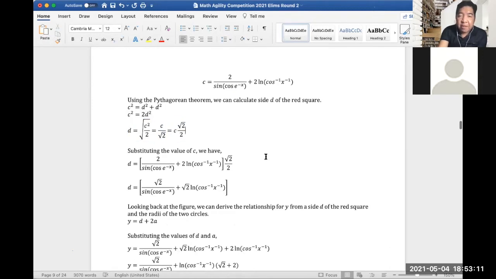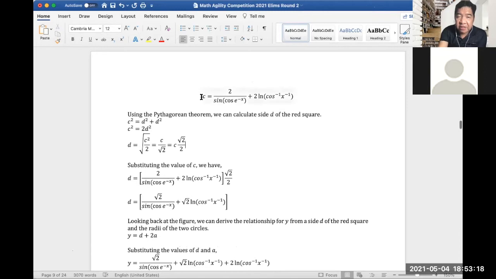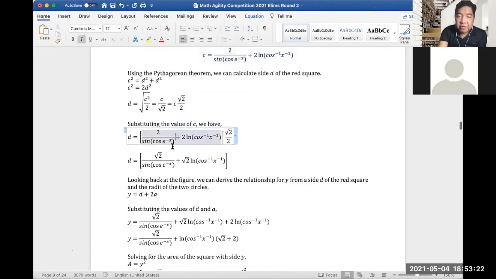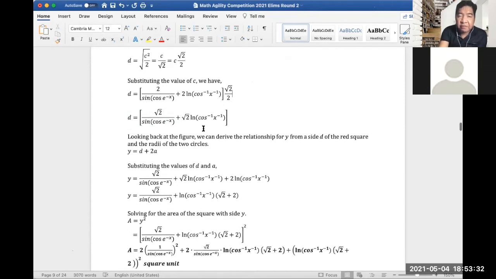Okay, so let's substitute the value of C that we got initially. So this is our C, and we substitute here in D, and then we distribute square root of 2 over 2 on those two terms inside our bracket. So we have square root of 2 here and square root of 2 here, and the 2 cancels out, right?